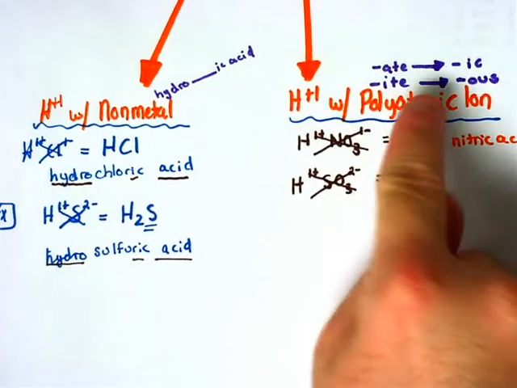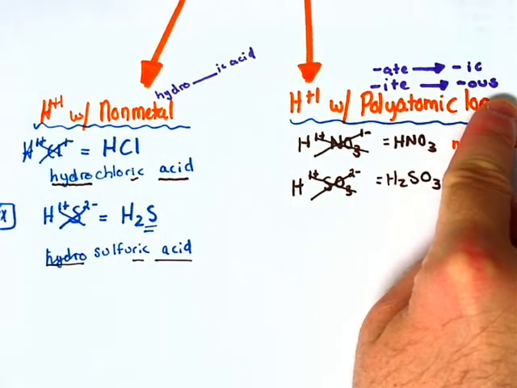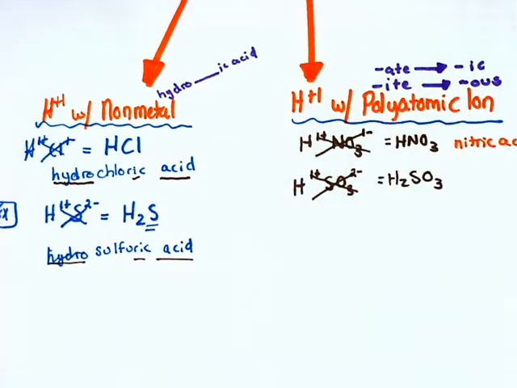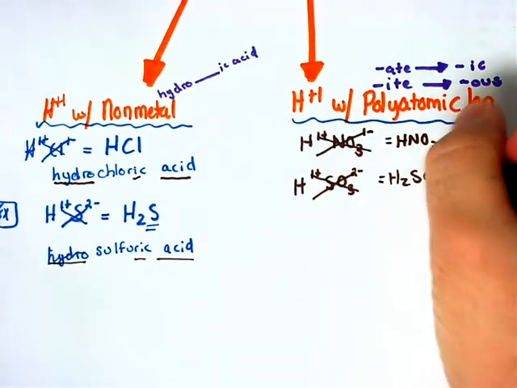Sulfite. And what does ite become? Us. Ate is ic, ite is us. So this would become sulfurous acid.